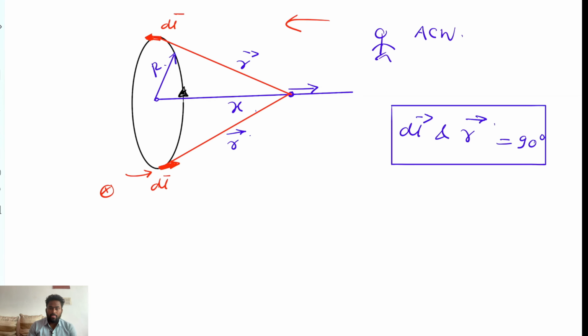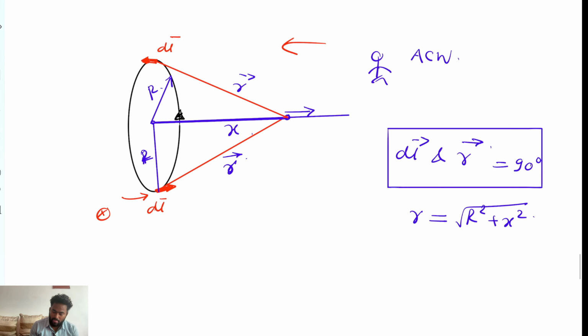That's the first thing. Now the second point: we can write the magnitude of the r vector as root over R squared plus x squared. This is clear by using the Pythagoras theorem. This is our radius R and the base here is x, so the hypotenuse is root over R squared plus x squared. Now let's see the direction.